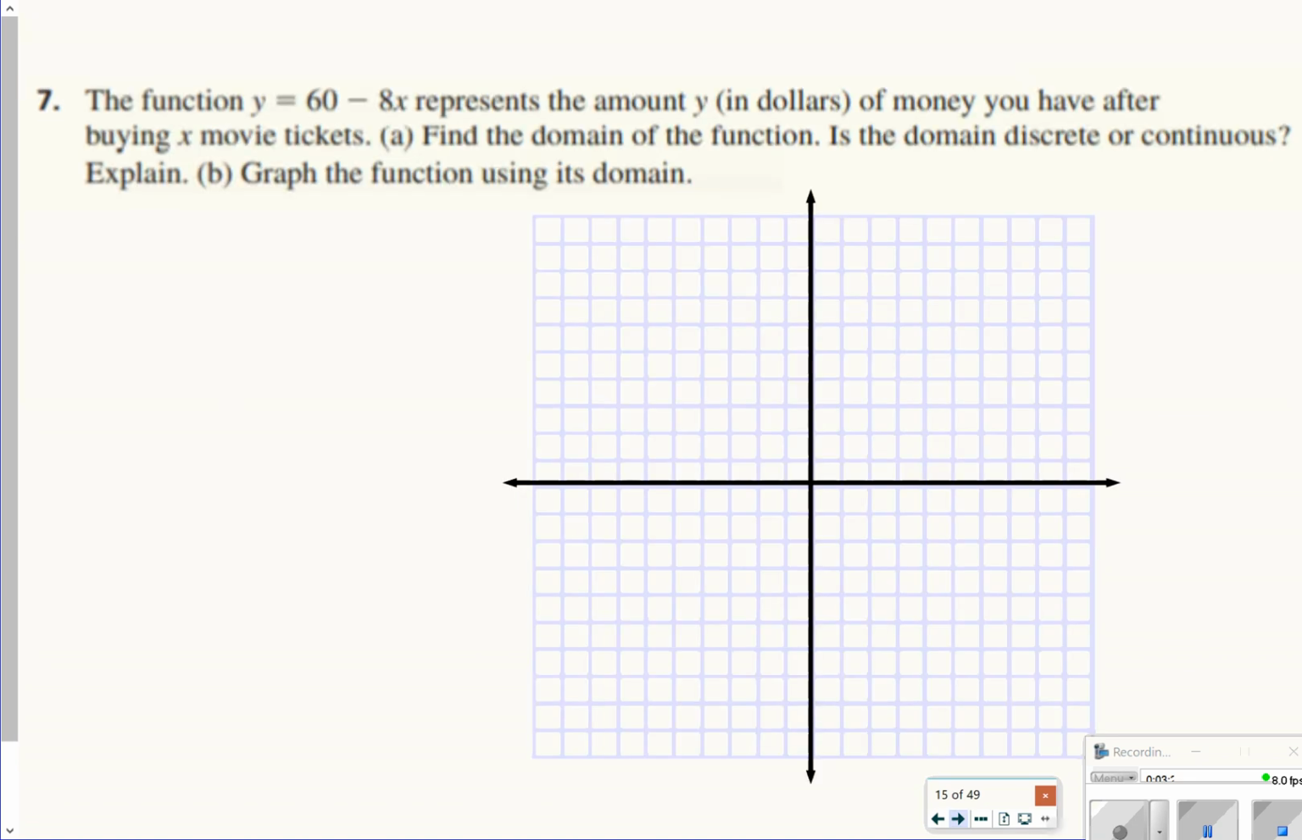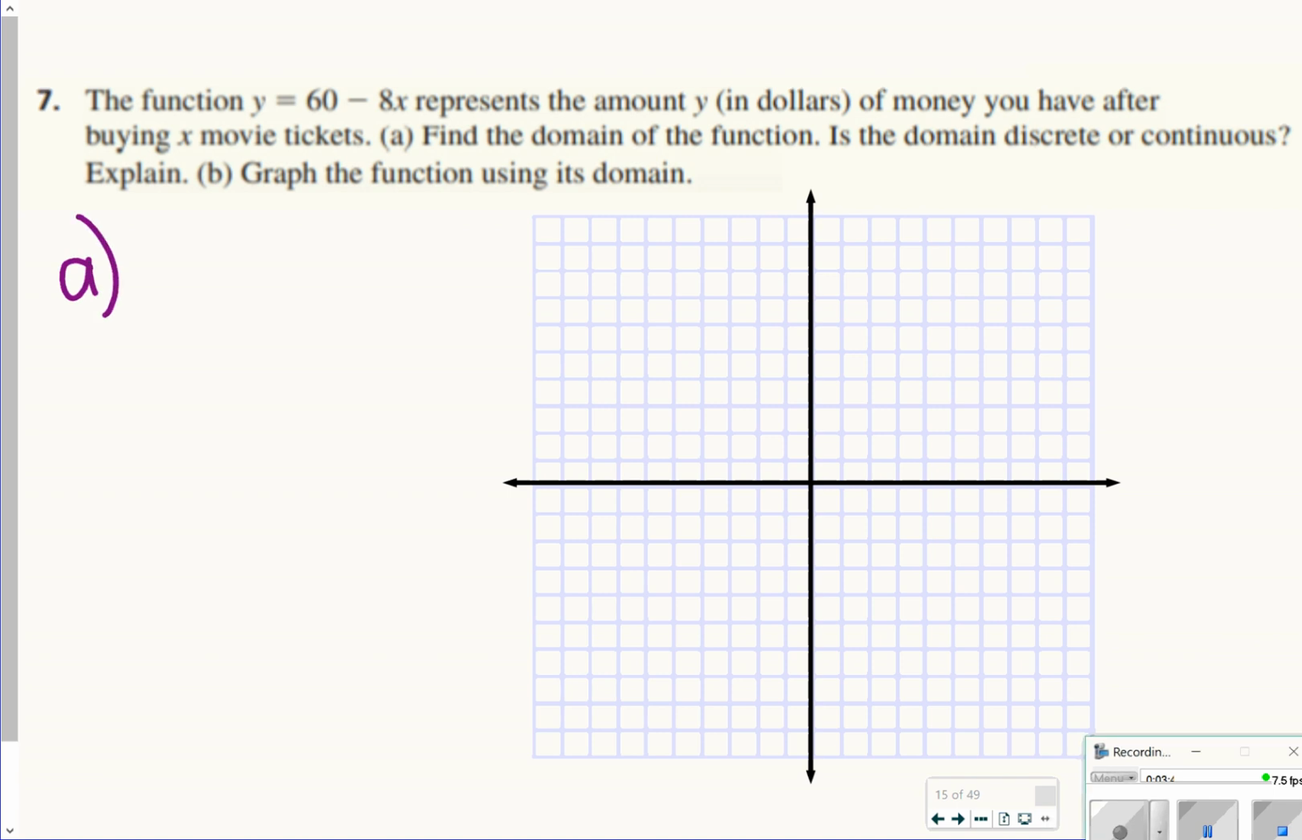Next up, we're going to look at number 7, and this one also represents a function. y is equal to 60 minus 8x, where y is the amount in dollars of money after you buy x movie tickets. Find what the domain of the function would be for the first part, and then we'll talk about is it discrete or continuous.